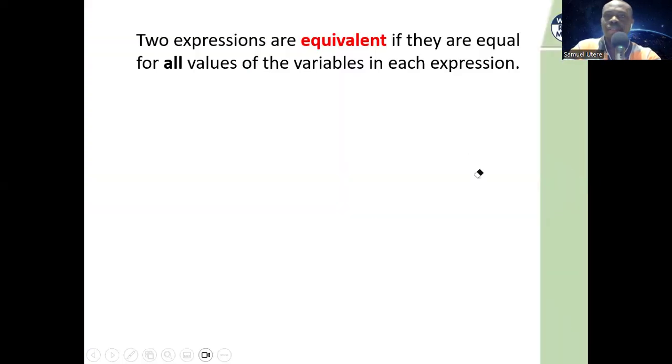Okay, something you need to know. Two expressions are equivalent if those expressions are equal for all values of the variables in each of the expressions. That's a lot of words. Let's see what it means in practice.